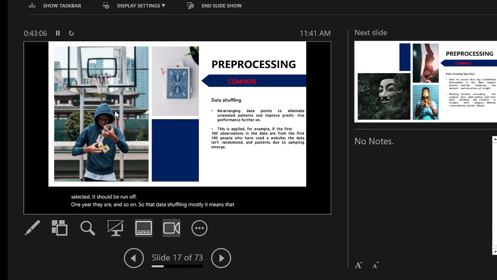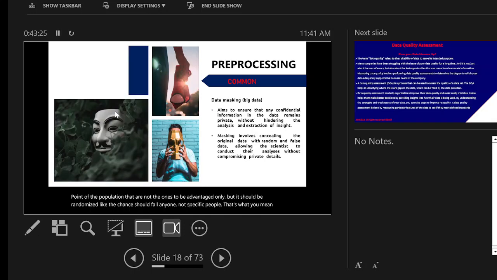You are trying to ensure that a specific point of the population is not the only one to be advantaged, but it should be randomized, so the chance should fall to anyone, not specific people. That's what you mean by shuffling.